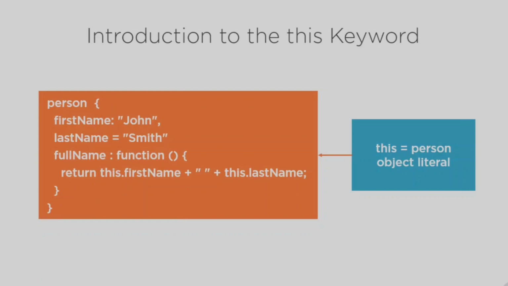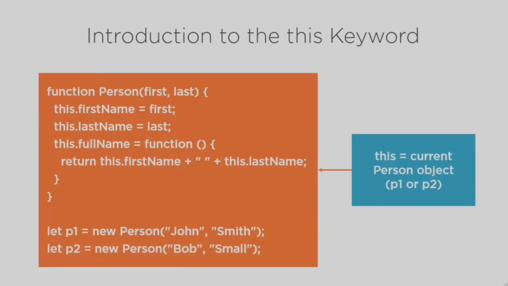Now, if you have an object literal, such as person, and you have a first name property, a last name property, and then you have a function called full name, now when you use this, this refers to this object literal called person.